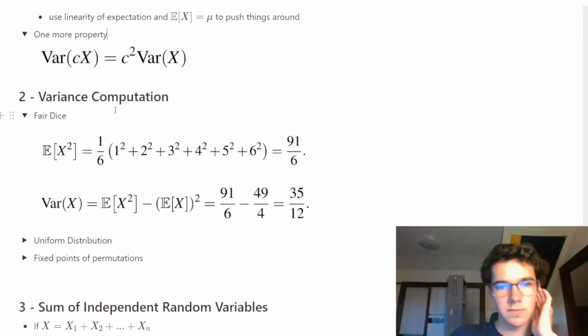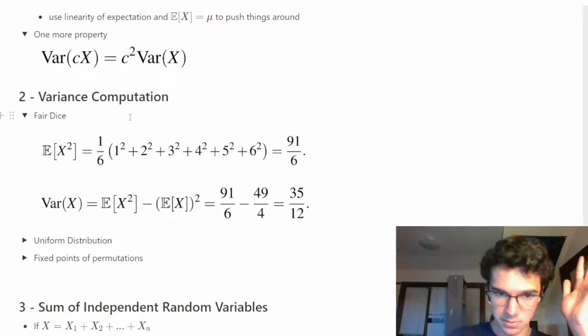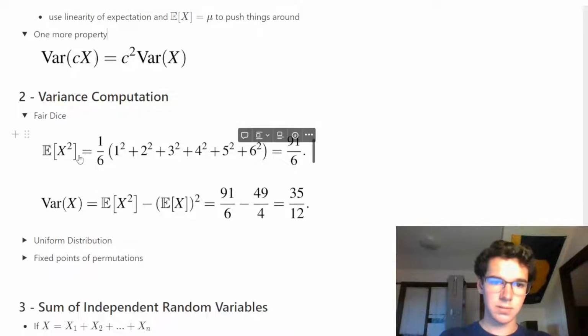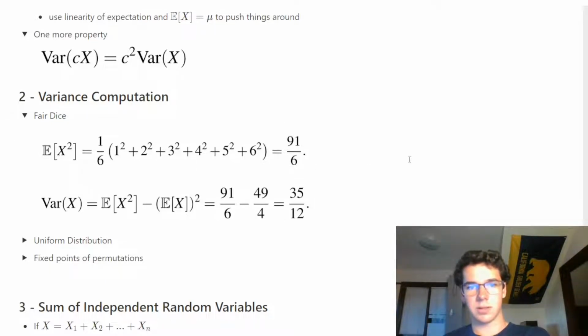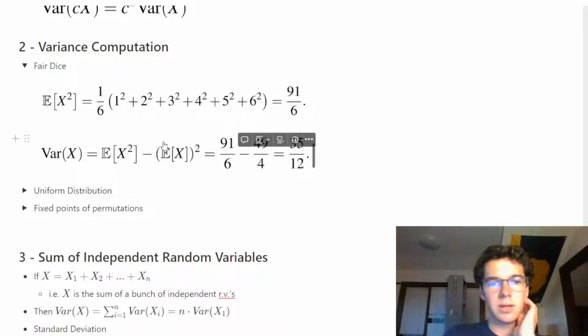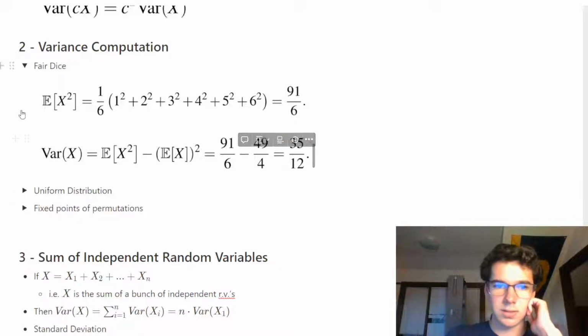Let's just go on to the computation for some relatively simple examples. So we want to find the variance, right? The first thing we're going to do is calculate the expectation of our random variable squared, and what that looks like is basically the sum of each value in the range of x squared times its probability. So this is what we get, and we already know the expected value of x, so we can just square that, and this will get us our variance.